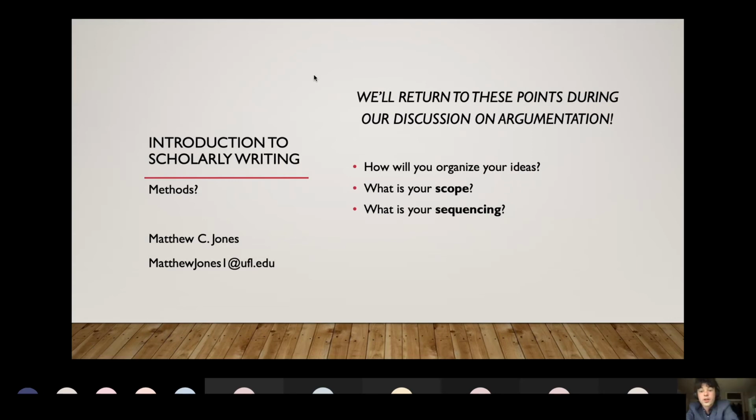We'll return to these points during our next discussion on argumentation. But the next thing you need to think about is how you will organize your ideas, and what your scope is, and then what your sequencing is. How will you bring all of this information together in a digestible way for people? What will you leave in? What will you leave out? How will you direct people to what else is out there? How will you organize the ideas, bring them together?